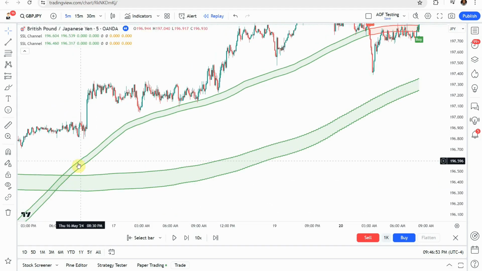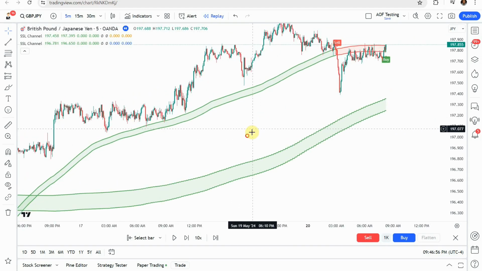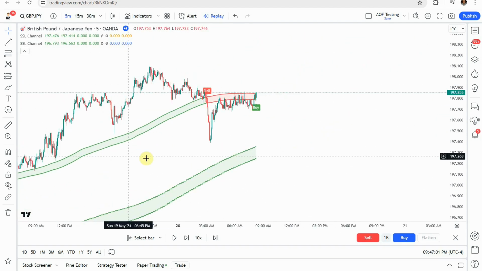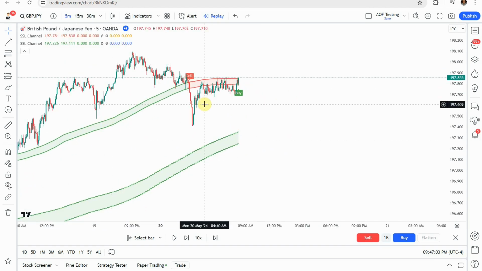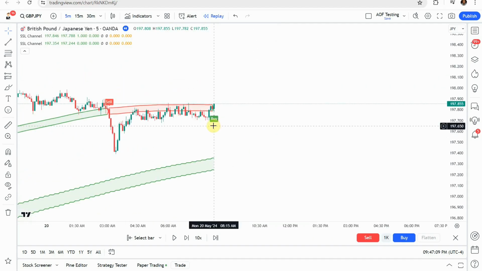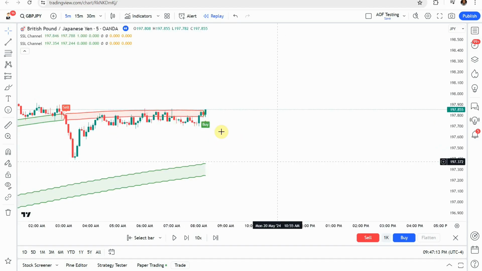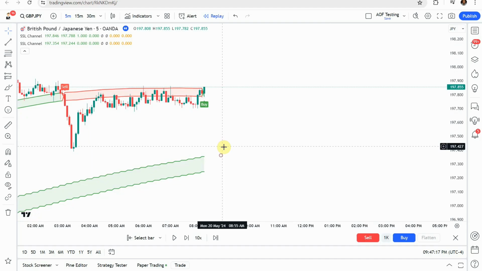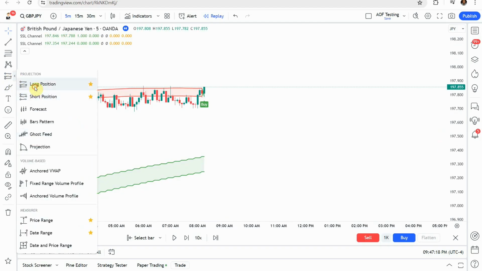So you see how we get a cross right here. The 5-minute is above, like this here. Price is then trading above the 15-minute, and price starts to pull back to this 5-minute SSL channel, and then we pick up a buy tag like this right here. When we pick up that buy tag, that will then be our signal to enter into a long.